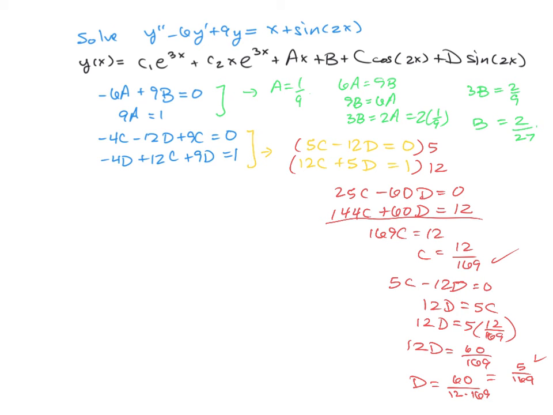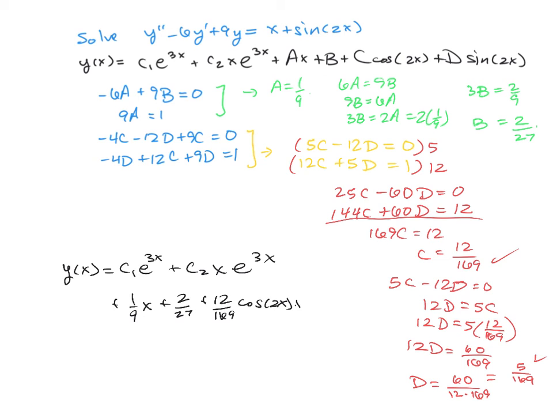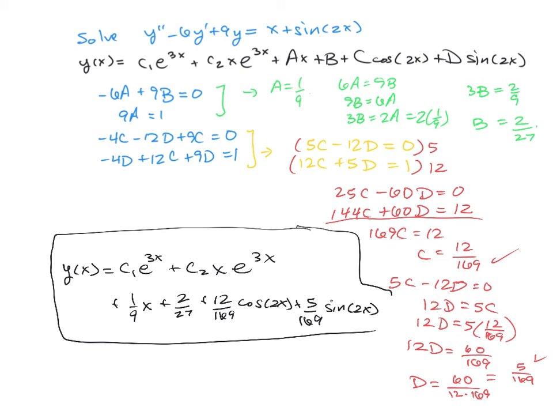So our y of x is going to have our c1 e to the 3x plus c2 x e to 3x plus 1/9 x plus 2/27, and then we have our plus 12/169 cosine 2x plus our 5/169 sine of 2x. And that is our general solution for this problem here.